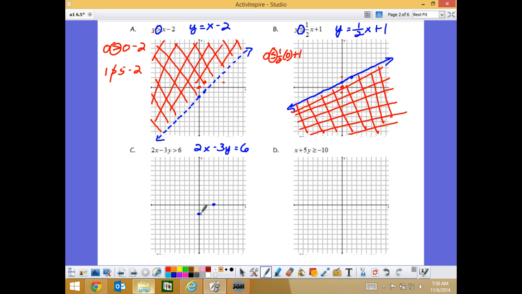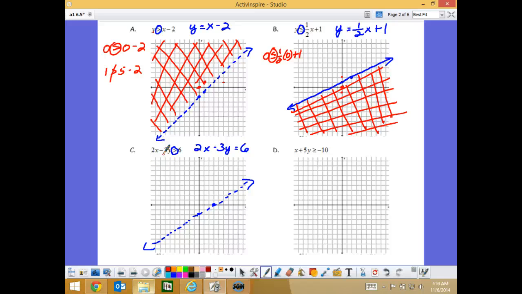Now again, to determine what kind of line we have, we look at the inequality symbol. It is just greater than. So that means the line itself is not a solution, so we're going to graph a dashed line. That tells us once again that any point on that line does not make that inequality true. It is not a solution.